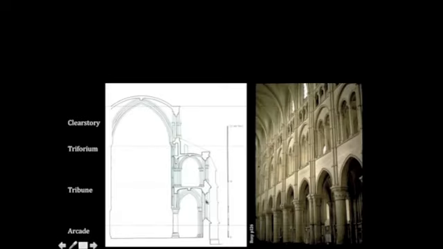We have all these different little bits of stuff, and we'll see it here. We have the arcade down below, which is this. We have a tribune, which is up here where you can walk. We even have a triforium, which is this little thing that you can walk on. And then we have clerestory windows. I think it's beautiful. I think it's great.